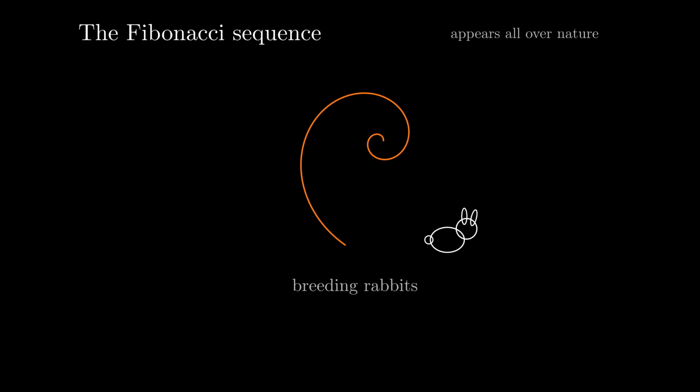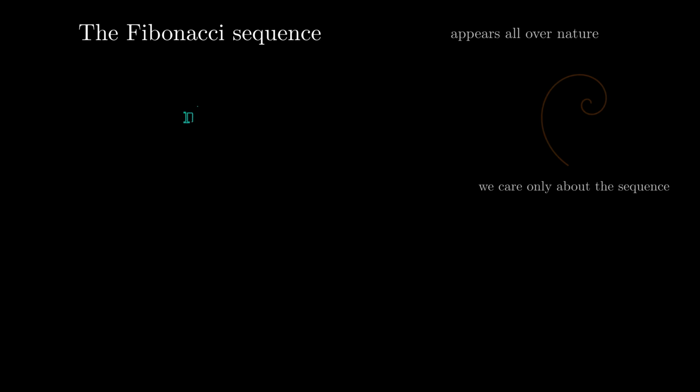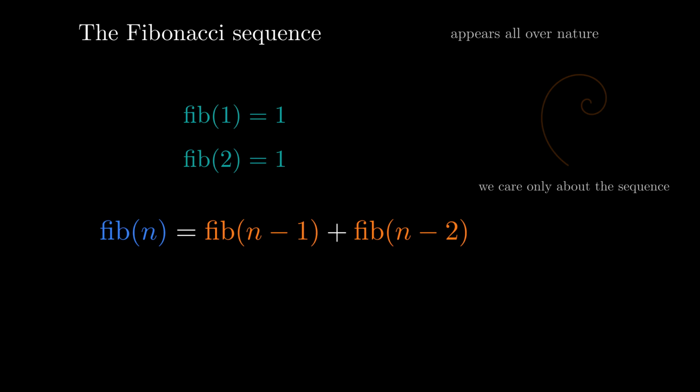The Fibonacci sequence turns up all over nature. One classic application models the breeding of rabbits. Here we care only about the sequence itself. It starts from two basic values. Fibonacci of 1 is 1 and the Fibonacci of 2 is 1. Everything after that comes from a single rule. Fibonacci of n equals Fibonacci of n minus 1 plus Fibonacci of n minus 2.